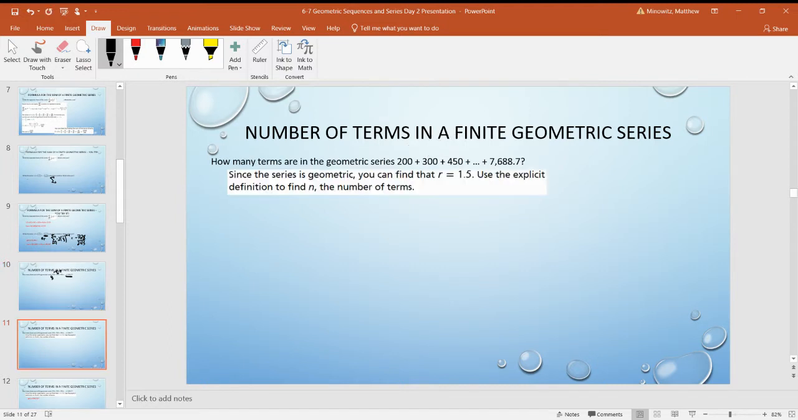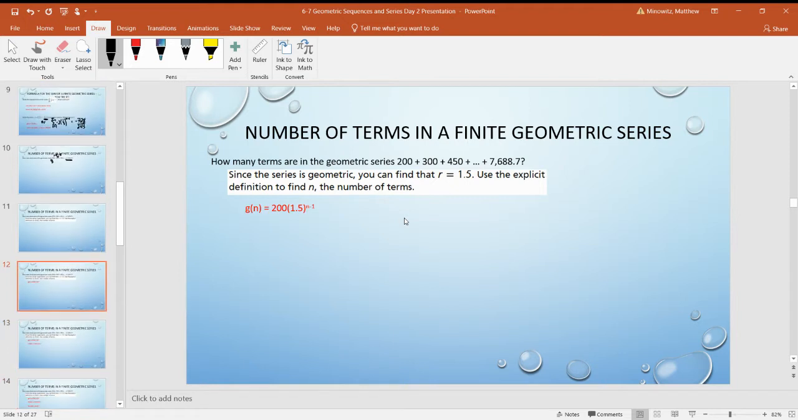So we can write an explicit equation for this. So I write out this sum. As an example, we know that the first term is 200 and the multiplier, the common ratio, is 1.5. So I can write an explicit equation. Now my goal is to solve for n.